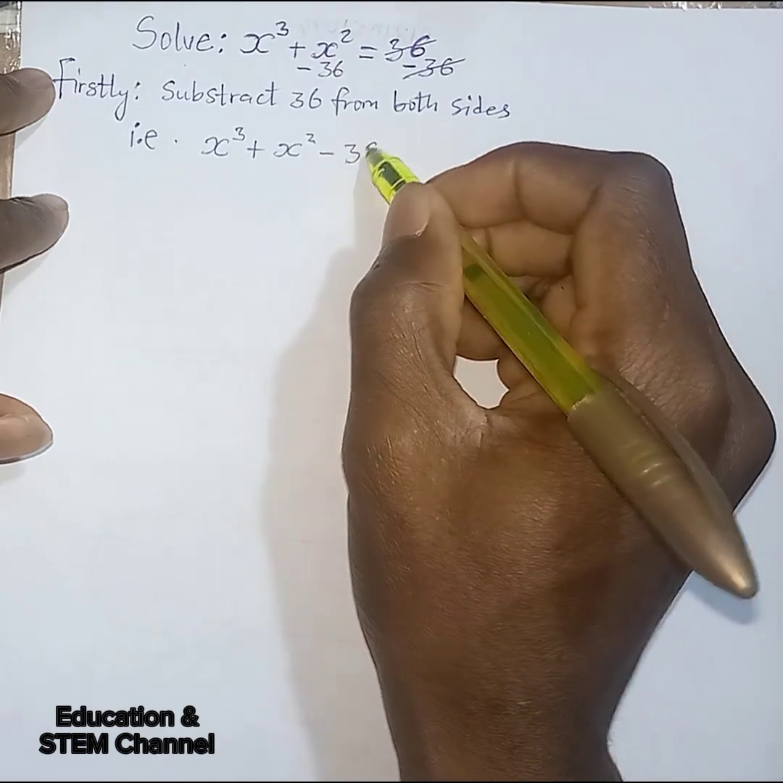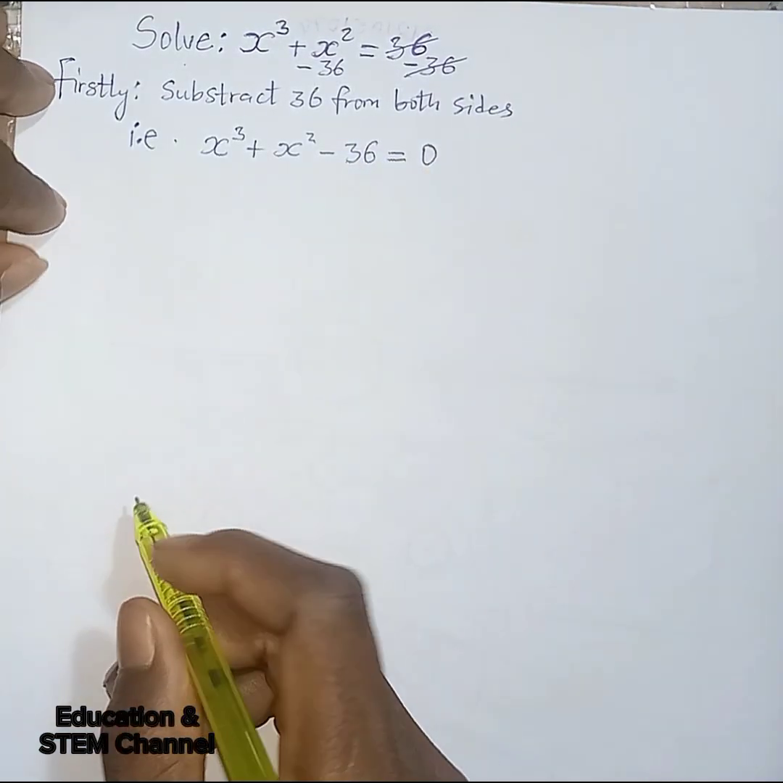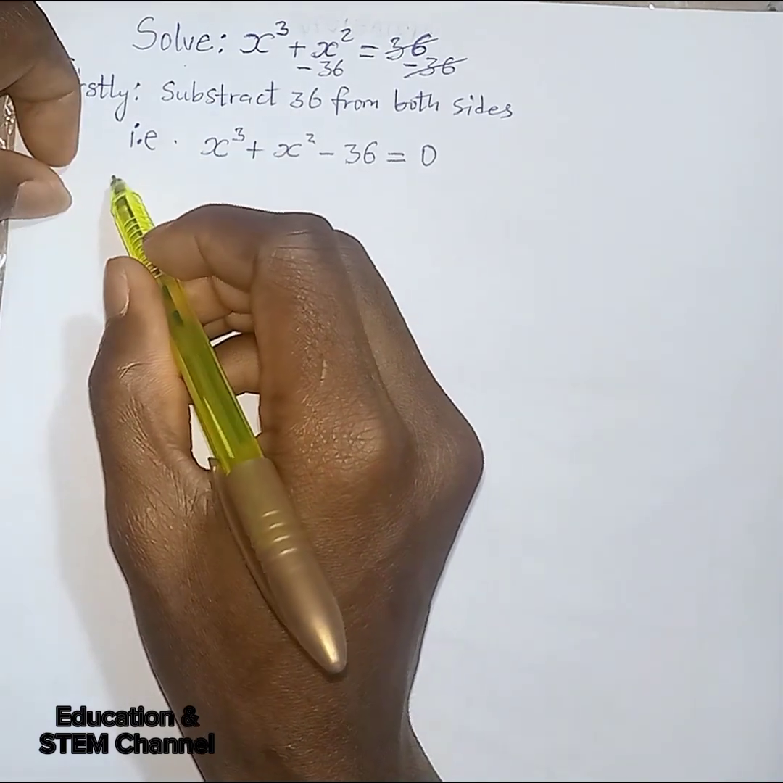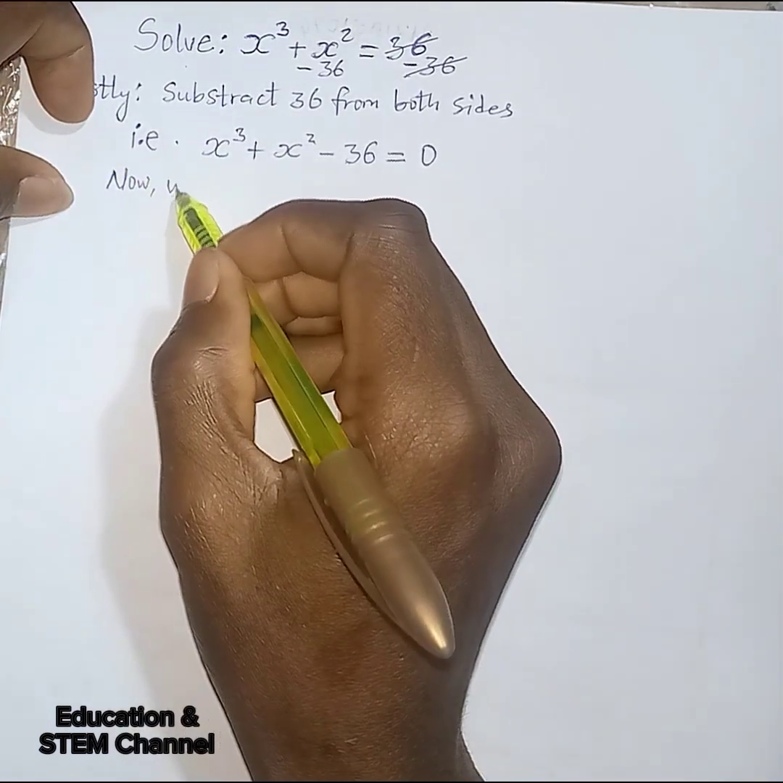Then on the left hand side we now have x cubed plus x squared minus 36 equal to 0. Okay, that is the first move.